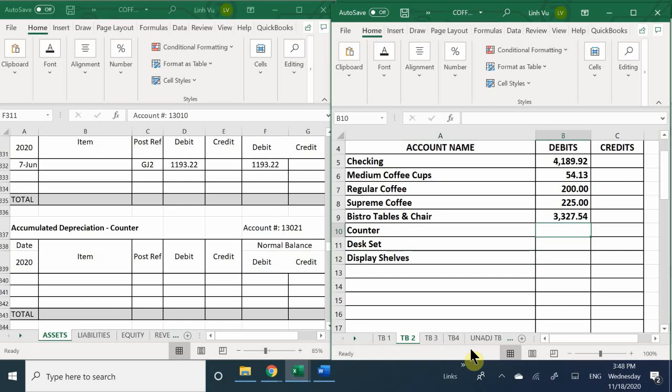We bought a counter. So how much? What's the balance in the counter? The counter is $1,193.22.